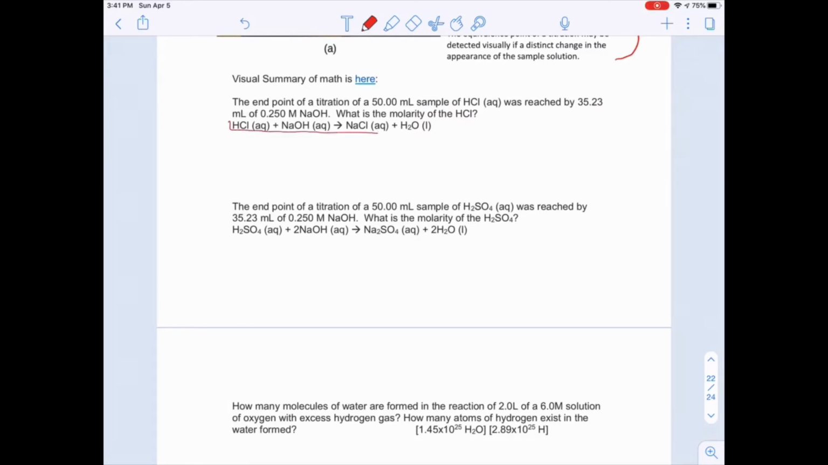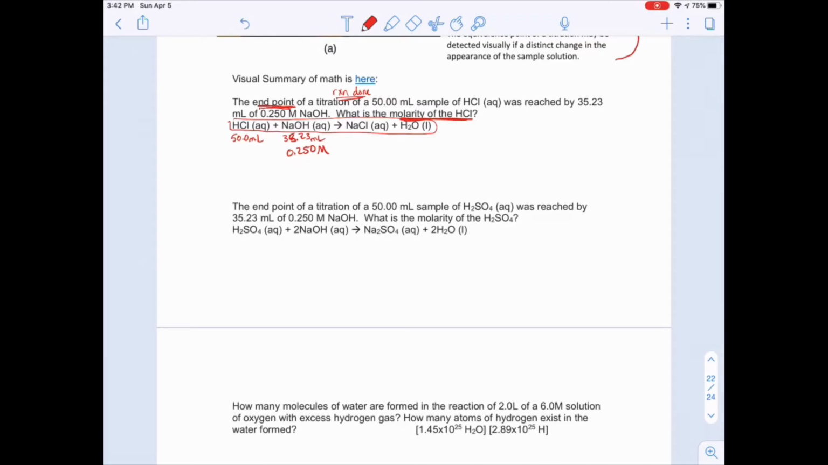All of these have a reaction just like we had before. So there's your reaction. And it says the end point of a titration. So this just means that the reaction is done. End point means the reaction is done. It means that this has happened. And what we have is 50.0 milliliters of the HCl. And we have 35.23 milliliters of the NaOH. And it's telling me that the molarity of the NaOH is 0.050 molarity. We want to know what's the molarity of the HCl that had to be used to make this reaction happen.